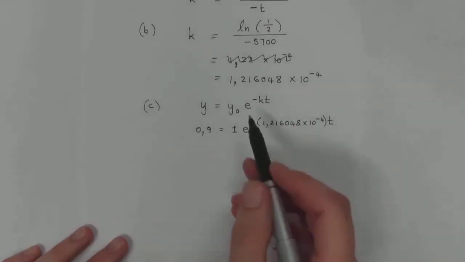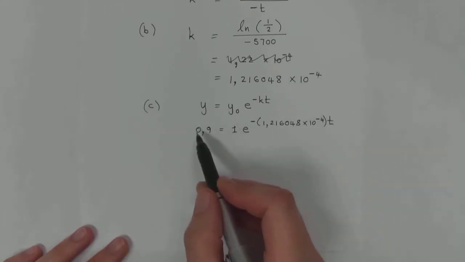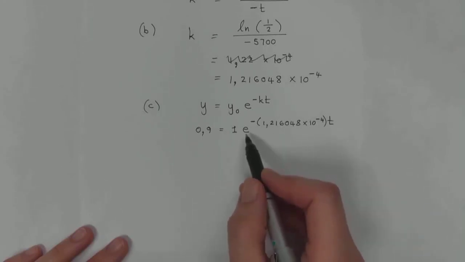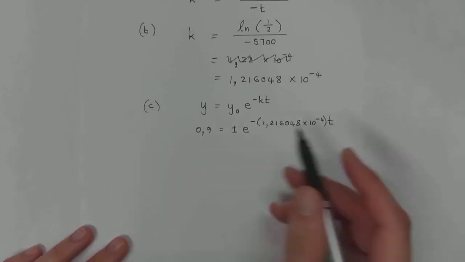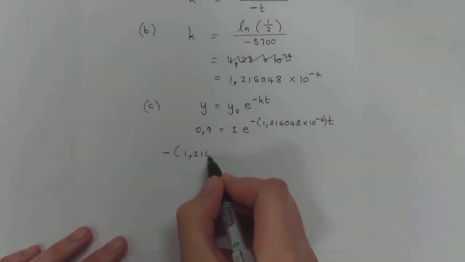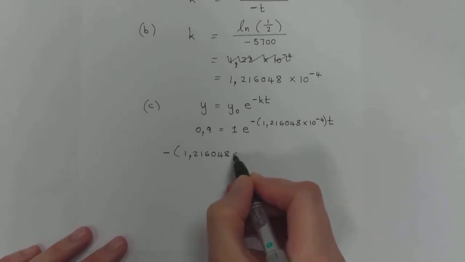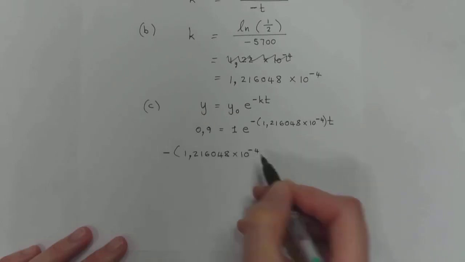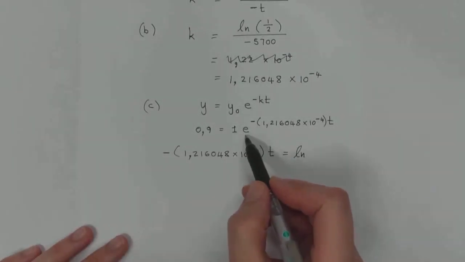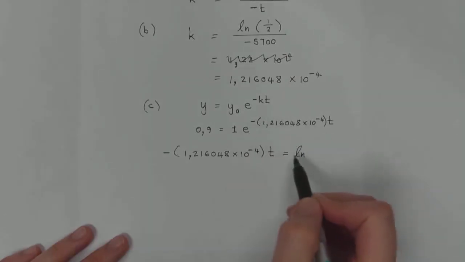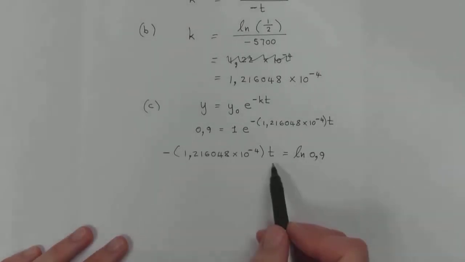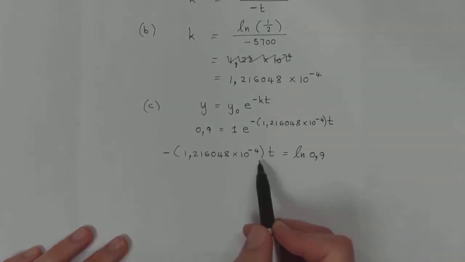Okay, so first things first, obviously 0,9 divided by 1 is just going to give me 0,9. So this is not a problem. If I want to solve that exponential equation, I need to use a logarithm, in this case ln, because the base is e. So I'm going to end up saying minus 1,216,048 times 10 to the power of negative 4. T is then going to be equal to the ln, because I changed that from an exponential to a logarithmic, and the base is e of that 0,9. And then to finish up, all I need to do is divide this by that.